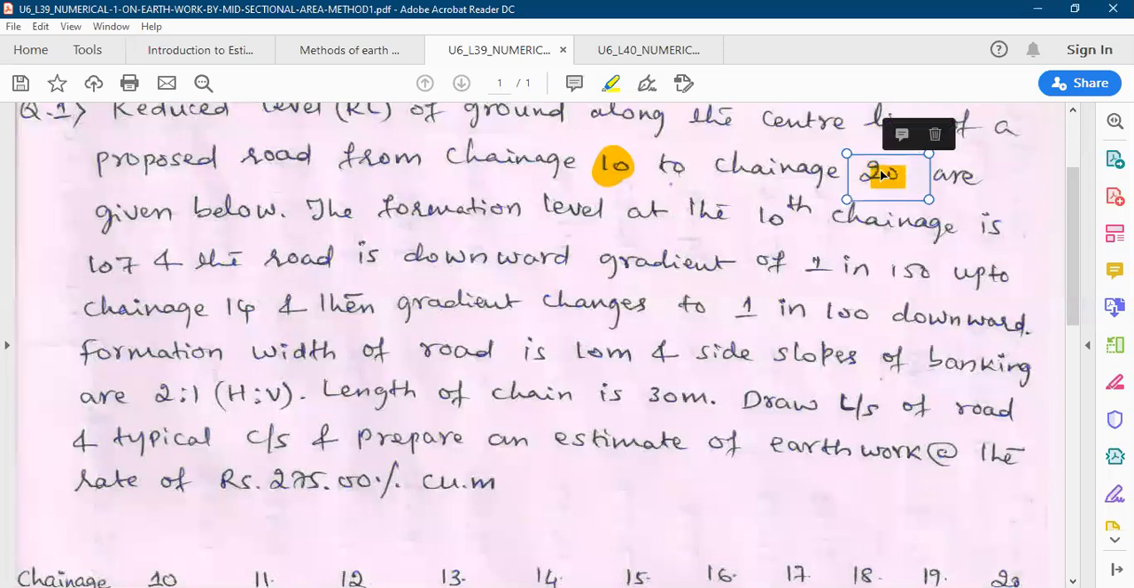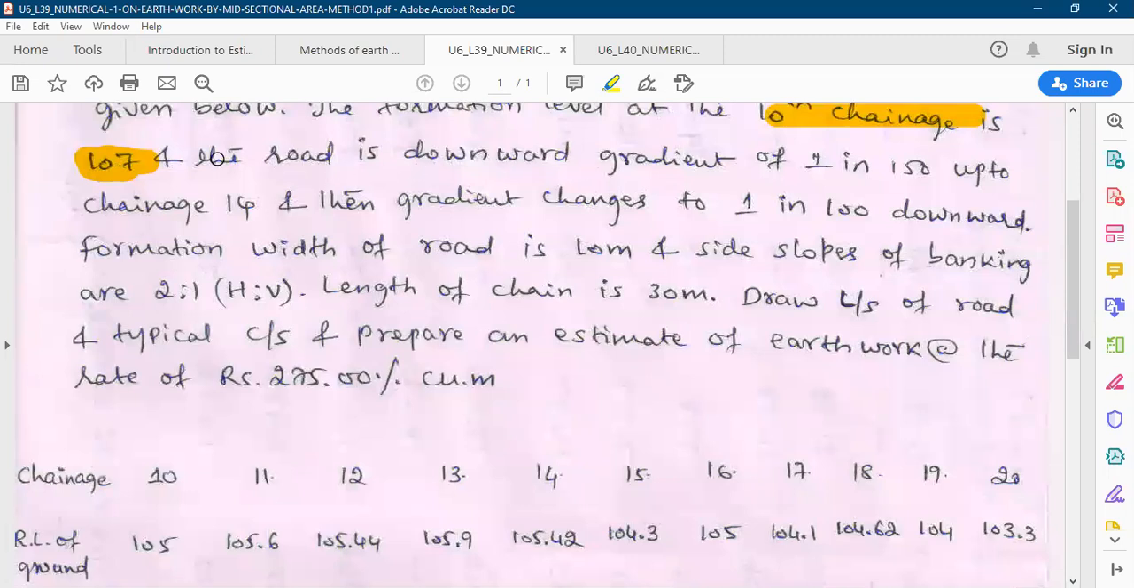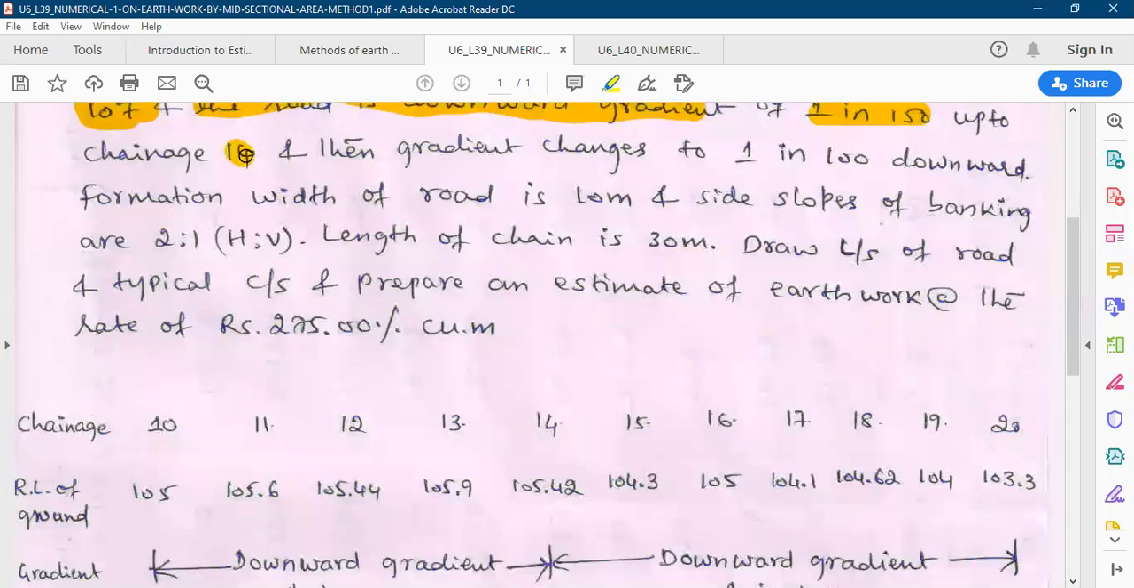So the chainage distance at station number 10 and station number 20, between these stations, are given below in the table. The formation level at the 10th chainage is 107 meter, it is fixed. This is the formation level which we have to reach. And the road is in downward gradient, so the formation is in a downward gradient of 1 in 150 up to chainage number 14.